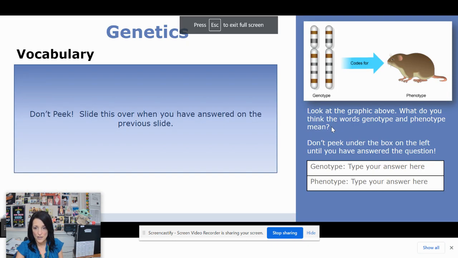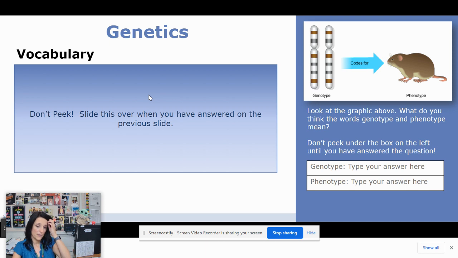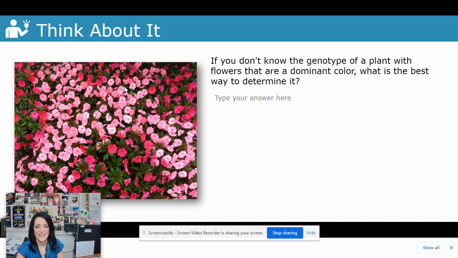Okay. And then look at the graphic above. What do you think the word genotype and phenotype mean? By looking at this and thinking about what you've already learned, type the definitions for genotype and phenotype. And actually, come to think of it, now I remember this one. This was incorrect here. You're moving this after you've answered genotype and phenotype here. So if you don't know the definitions, go ahead and I'm giving you permission to peek. Okay, I want you to think about it for a second.